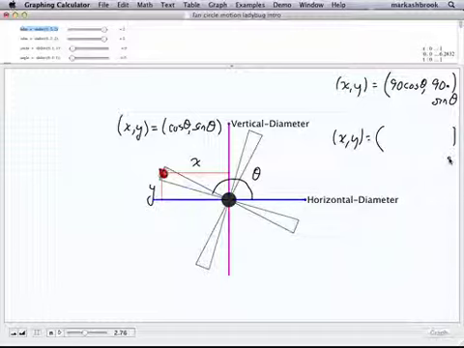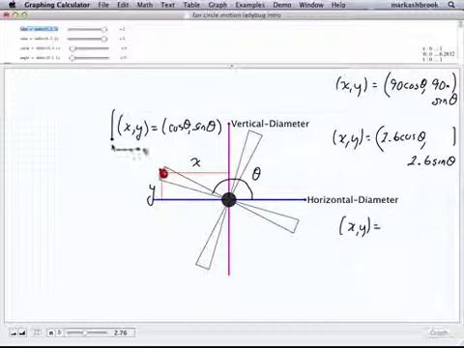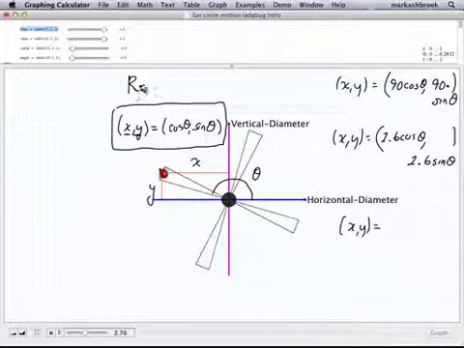How would you write it? 2.6 cosine theta, 2.6 sine theta. So regular cosine theta and sine theta give you radius length? Yeah, so what are the measurements of x and y in terms of? Radius lengths, which you can apply to any circle.